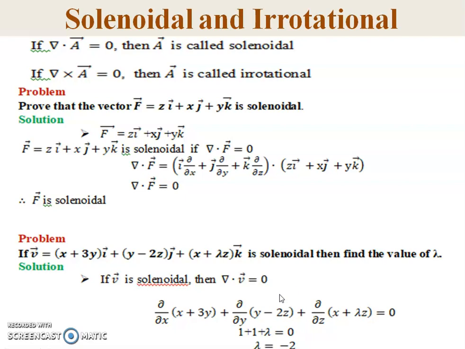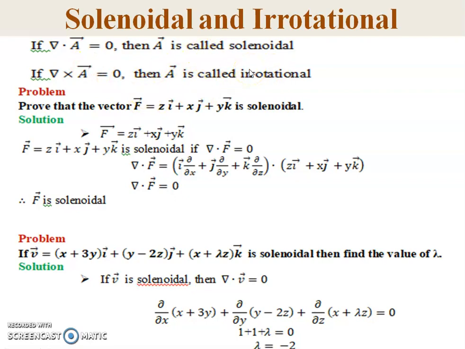Now solenoidal and irrotational. Suppose del dot a vector equal to 0, del dot a vector means divergence. If divergence is 0, then a vector is said to be solenoidal. If del cross a vector equal to 0, curl a vector is 0, then it is called irrotational.